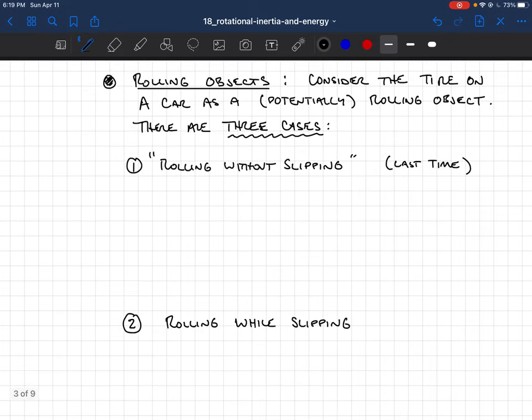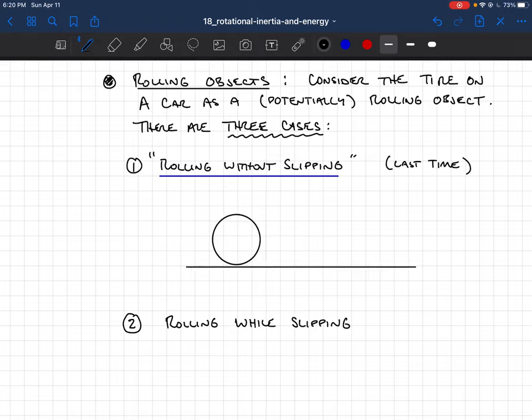One more piece in the overview is just to remind you a little bit about rolling objects. We talked about this briefly last time. In particular, we talked about the idea of rolling without slipping. Here we want to make clear the different possible cases for an object that rolls. So rolling without slipping, let me remind you, is like you have some object with a circular cross-section. So that might be like a soup can. So it doesn't have to be just a two-dimensional circle. It could be a three-dimensional object that has a circular cross-section.